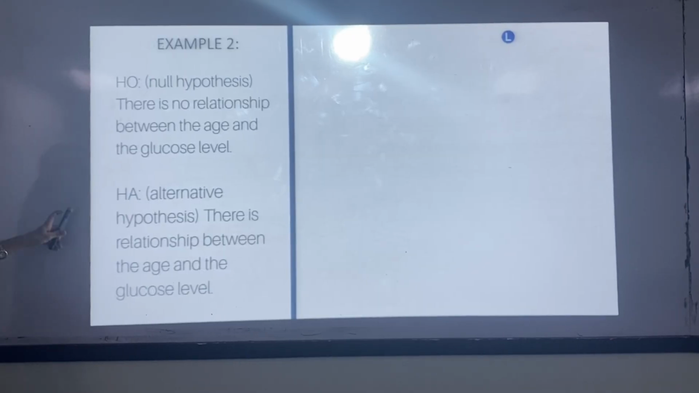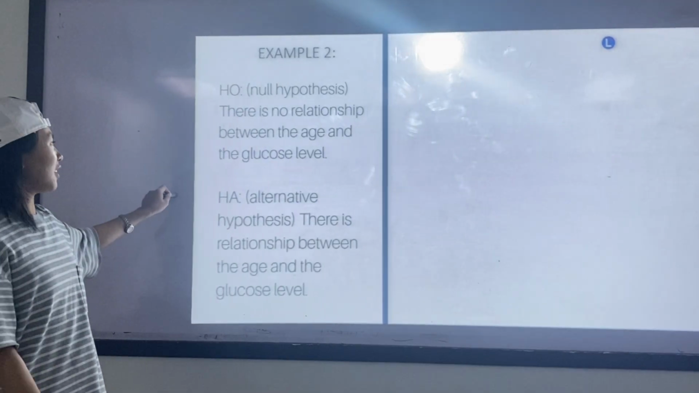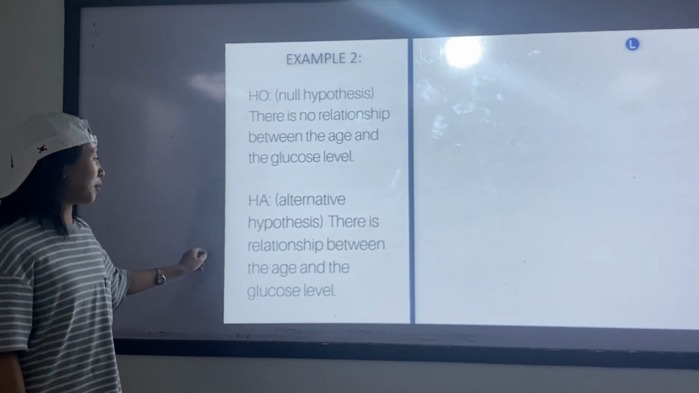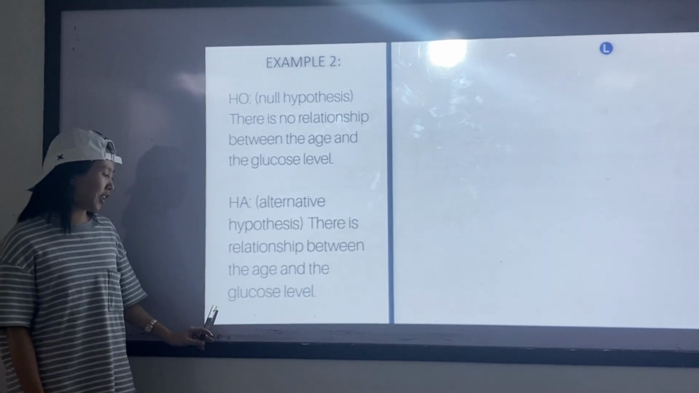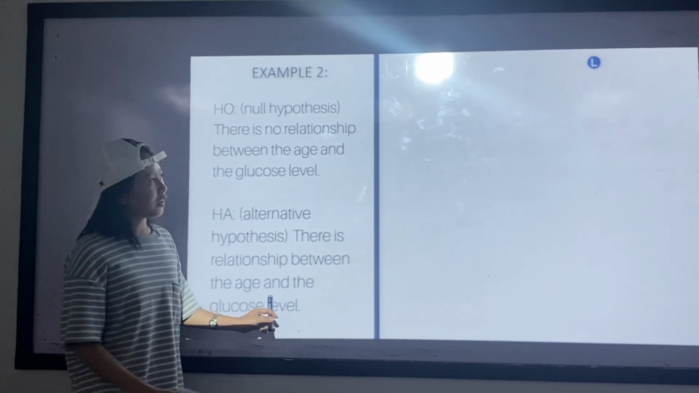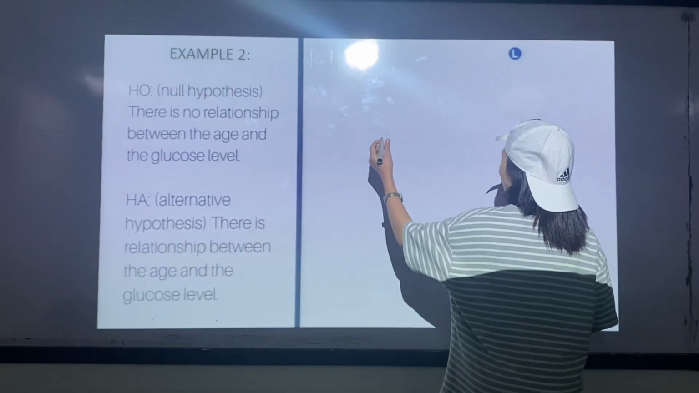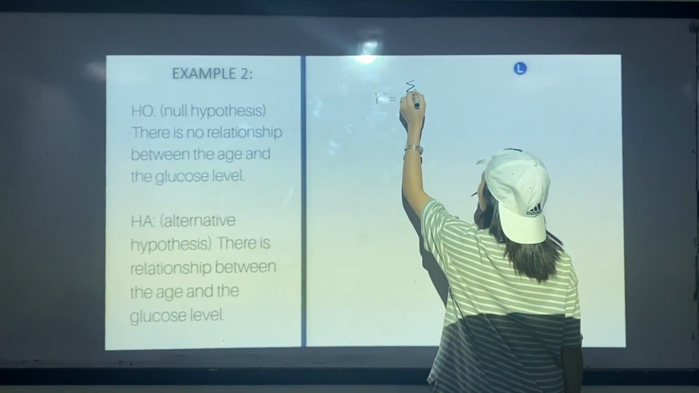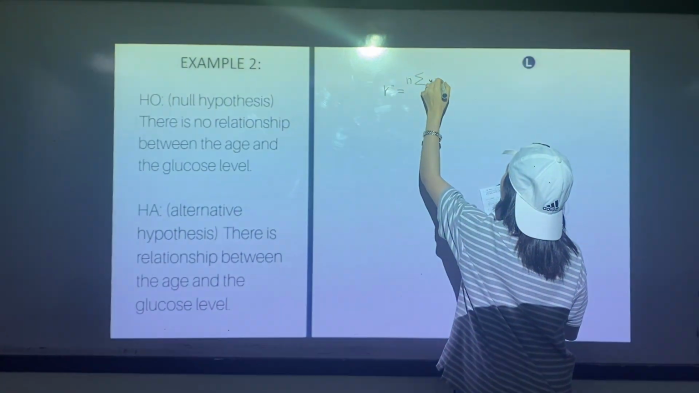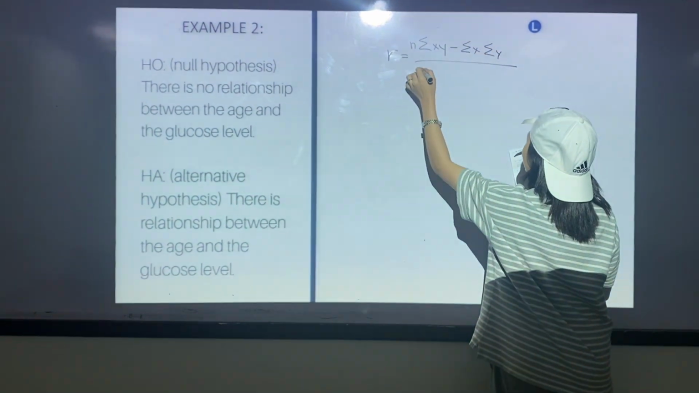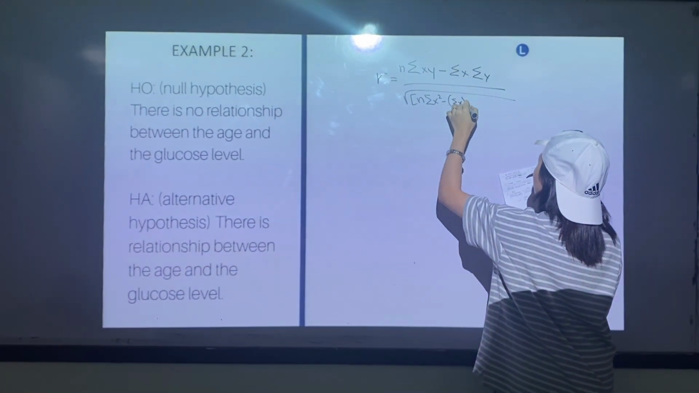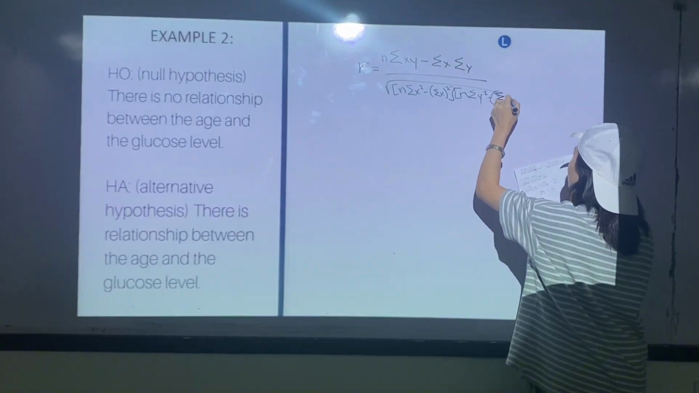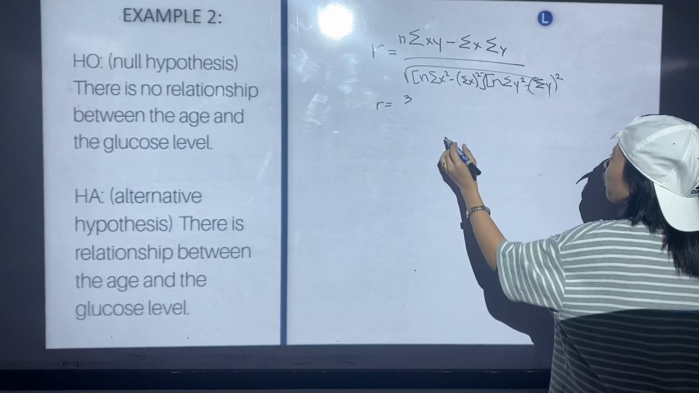Then our hypothesis, the null hypothesis: there is no relationship between the age and the glucose level. The alternative hypothesis: there is a relationship between the age and the glucose level. So let's go to the formula again. So our n is 3.